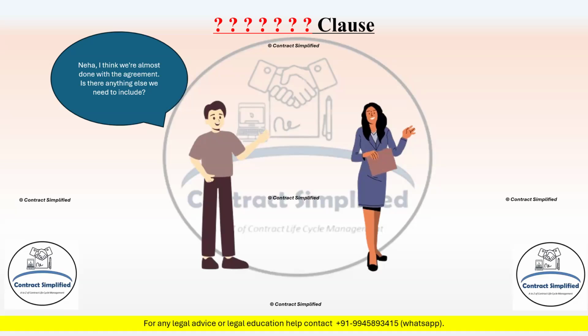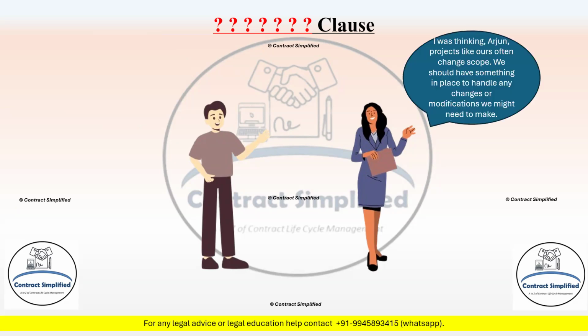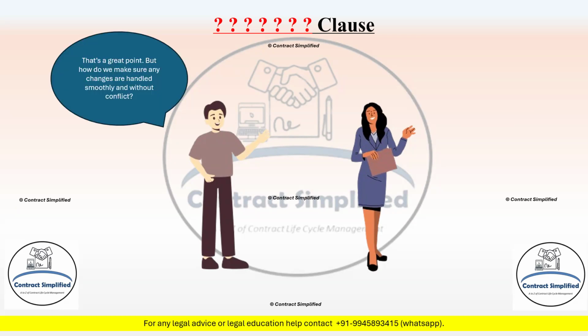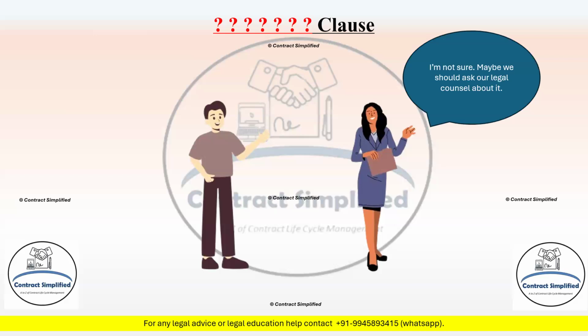Arjun states, Neha, I think we are almost done with the agreement. Is there anything else that we need to include? Neha states, I was thinking, Arjun, projects like ours often change scope. We should have something in place to handle any changes or modifications we might need to make. Arjun agrees to that. He says, that's a great point. But how do we make sure any changes are handled smoothly and without conflict?